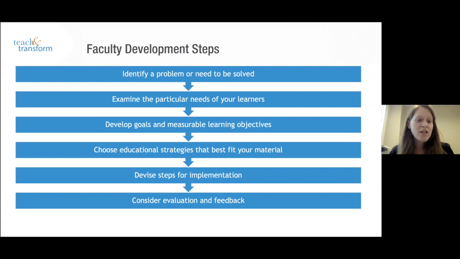You'll need to select an educational strategy that best fits your material. This can be either online, in-person sessions, it can be asynchronous, and we'll talk a little bit about 3 strategies that you could use depending on the particular needs of your learners once you look at their self-assessment. You'll need to think about the steps for implementation, and then you'll also need to think about evaluation and feedback of this session. And in this case, you'll also need to think about how you are going to have post-session evaluation or assessment of the attendees, because you'll need to be able to submit that to the ABFM for the performance improvement credit.